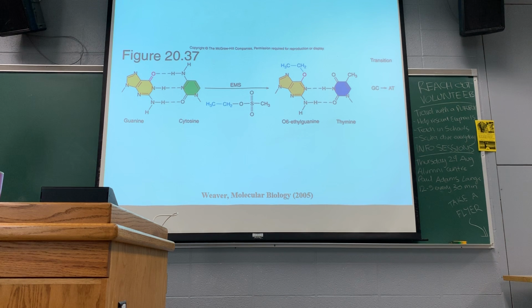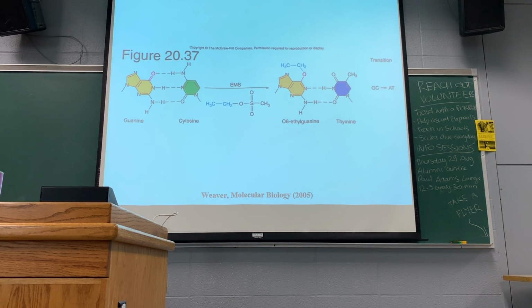And what EMS does is it adds, here's guanine here, and what EMS does is it can add an ethyl group, shown up here, to the guanine. And so now it results in O6-ethyl guanine. The problem with O6-ethyl guanine is that it doesn't look like guanine anymore, and in fact it doesn't base pair, it can't base pair with cytosine anymore like it was supposed to.